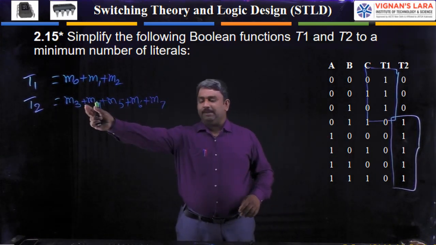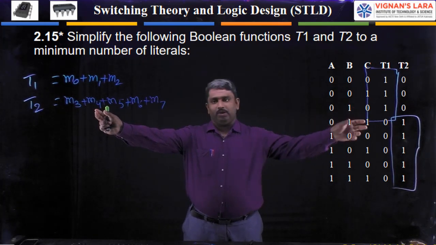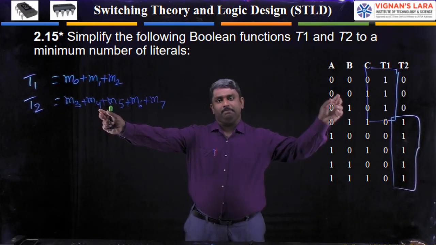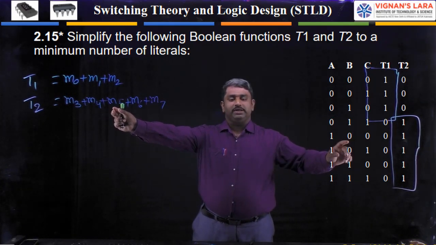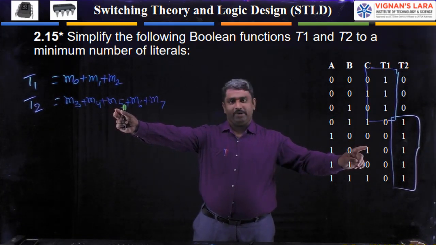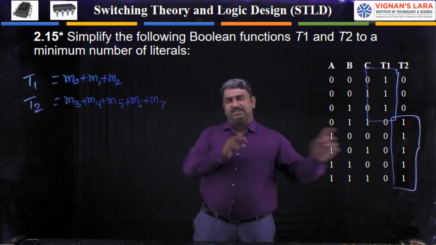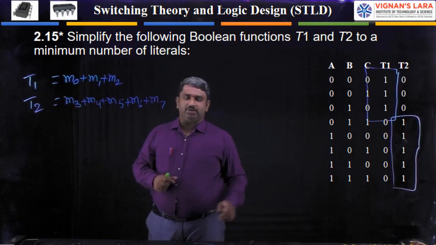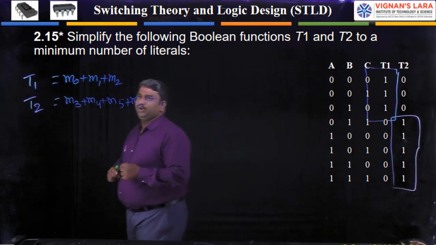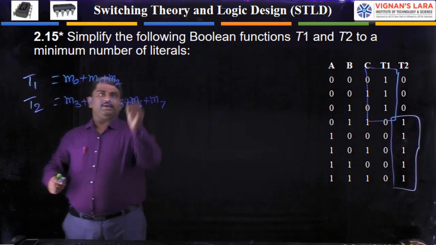So m3 is nothing but 0 1 1, that is A bar B C. m4 is nothing but 1 0 0, that is A B bar C bar. This is the m4 representation. I have represented those with minterms, so we can write this in this way.